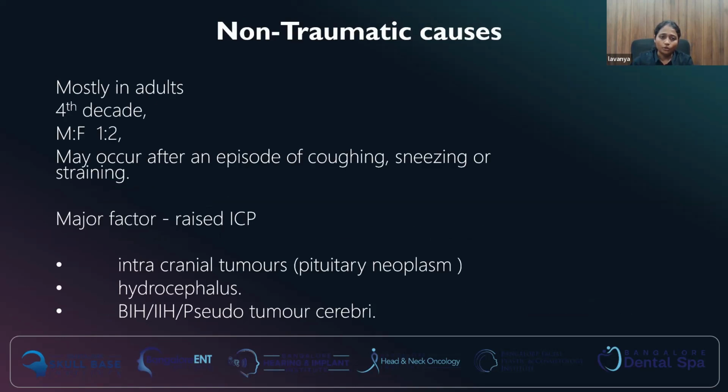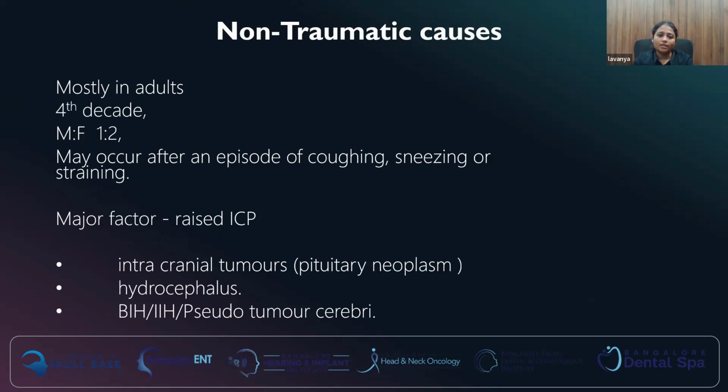So we look at non-traumatic causes. We generally see non-traumatic CSF leaks in adults in the 4th decade of their life. It is twice as common in women as in men, and may occur as an episode of either coughing, sneezing, or straining, or it can be completely spontaneous.